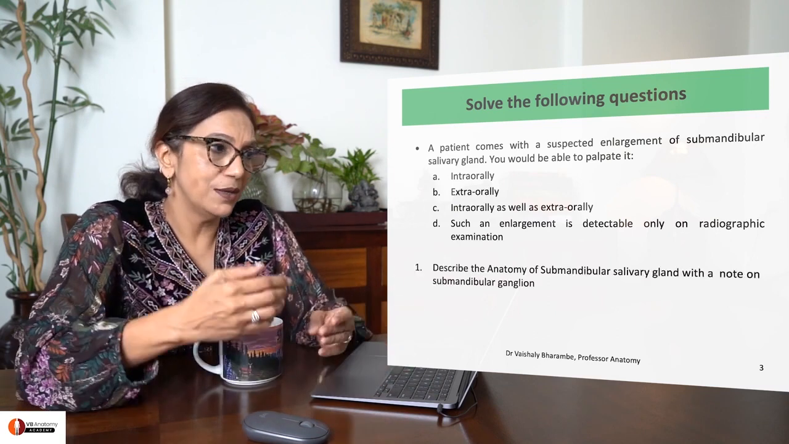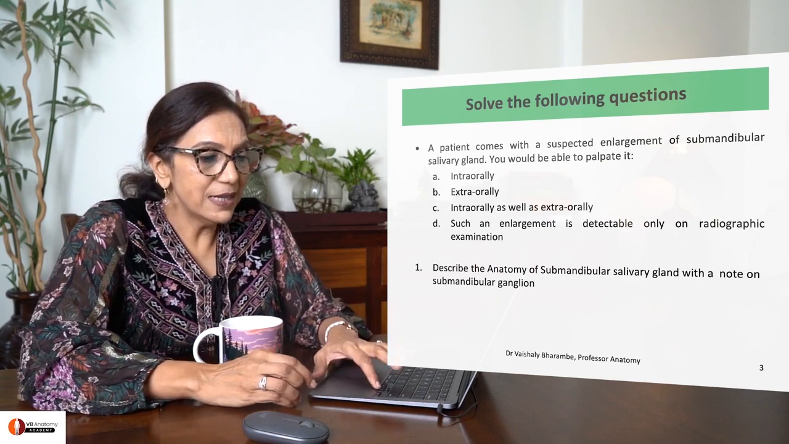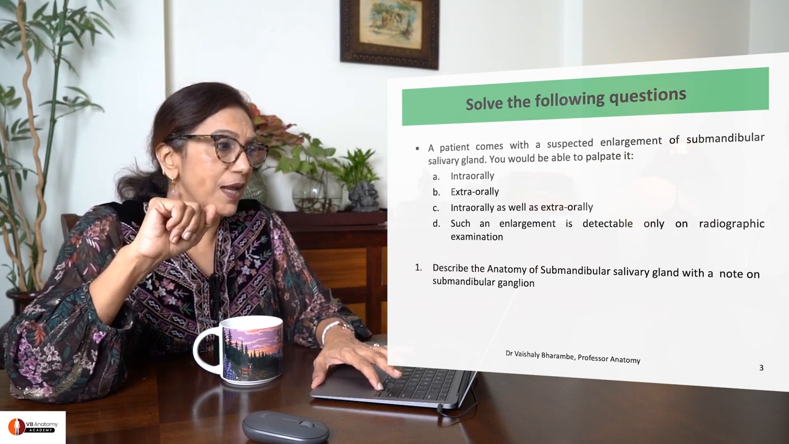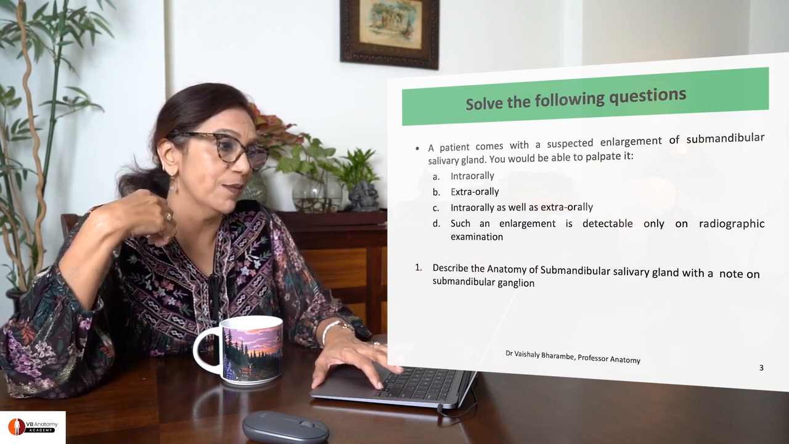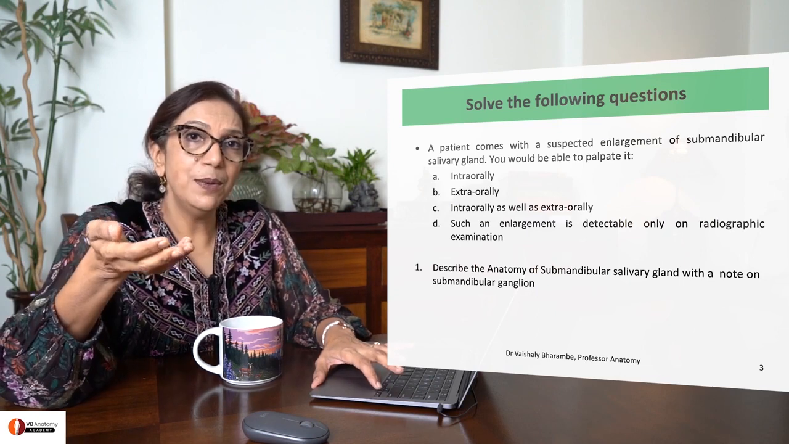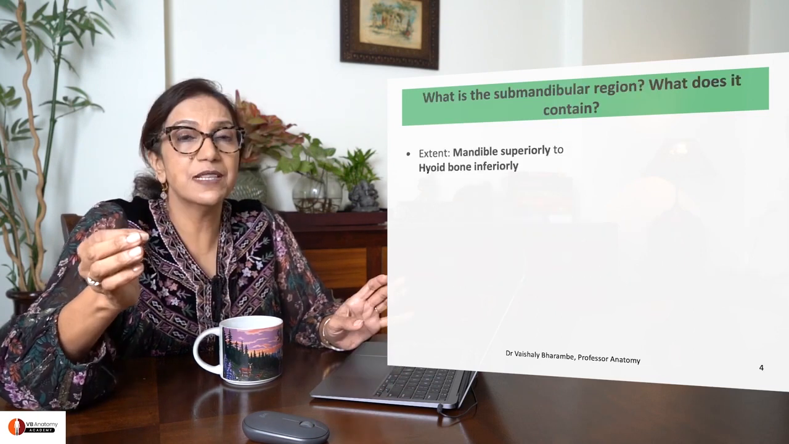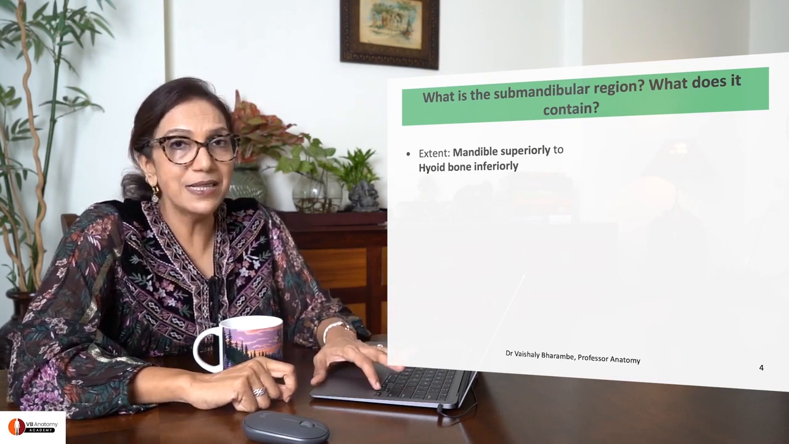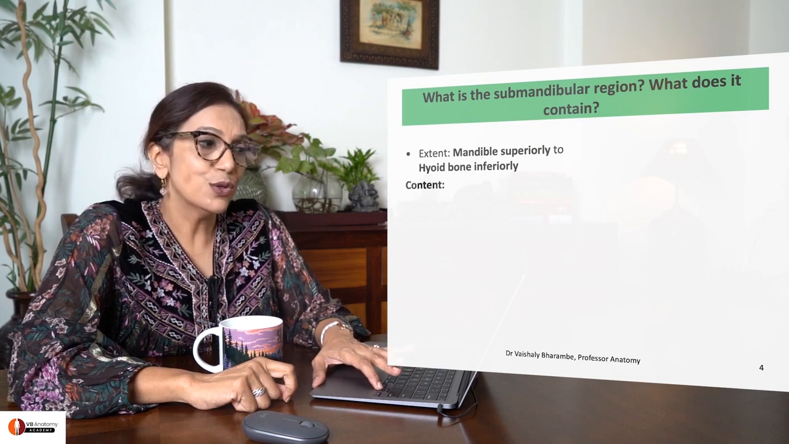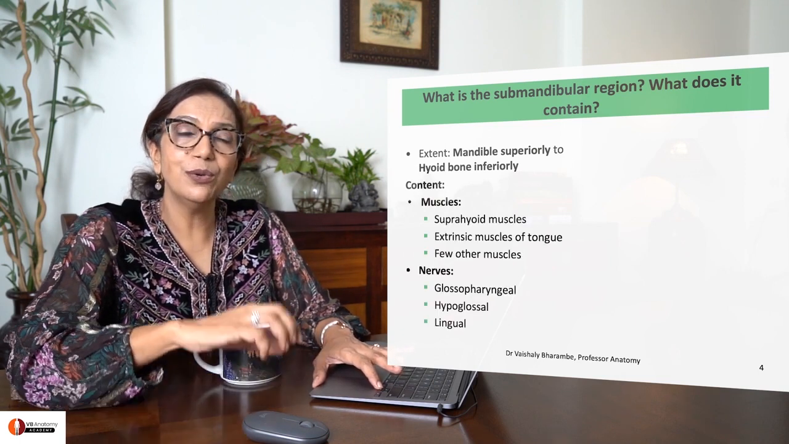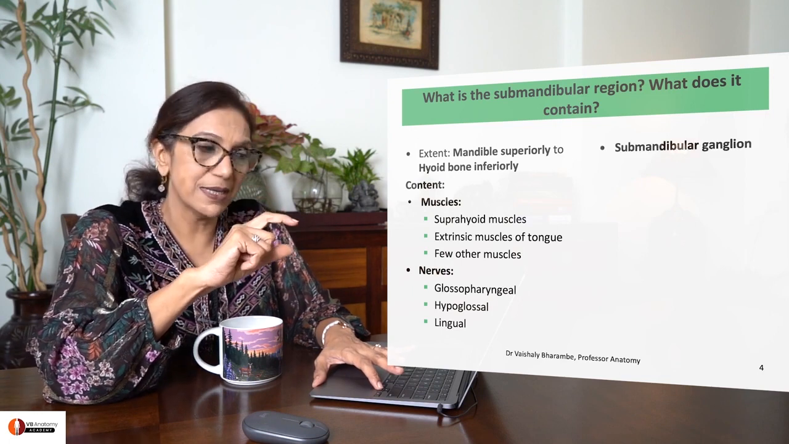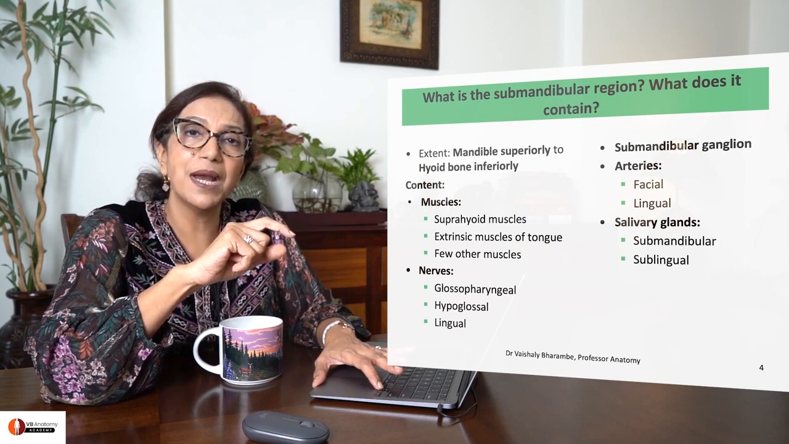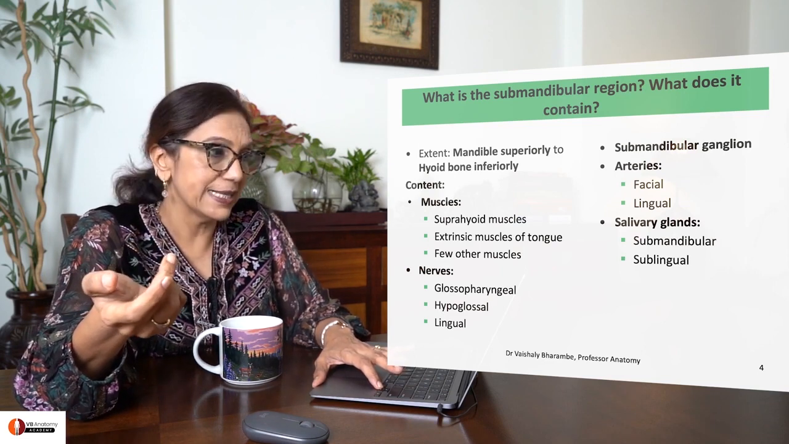So what is submandibular region? What does it contain? It's a region which is bound above by the mandible, below by the hyoid bone. It contains a lot of muscles, nerves, submandibular ganglion, arteries, and some salivary glands. Which salivary glands? Submandibular and sublingual salivary glands. So we are going to discuss this topic under muscles, nerves, arteries, salivary glands, and finally submandibular ganglion, which will be done in the next lecture.